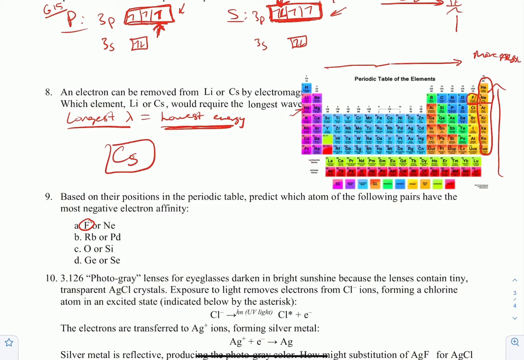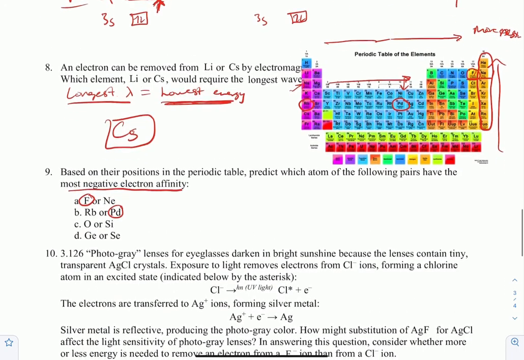Okay. All right. So rubidium or palladium. So rubidium's right here and palladium's right here. Well, strictly based off the trend of electron affinity, we're going to expect rubidium to have less electron affinity. So we're going to expect palladium, just based off the trend that it's going this way, to want to add one more. Okay, so we're going to say palladium. That's the most negative electron affinity, meaning it has the higher electron affinity.